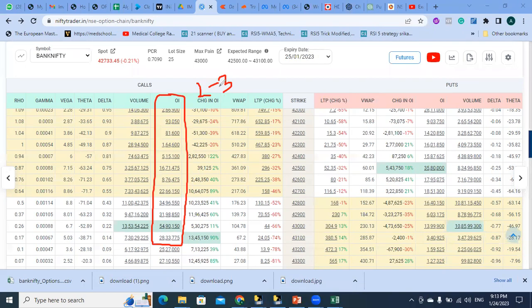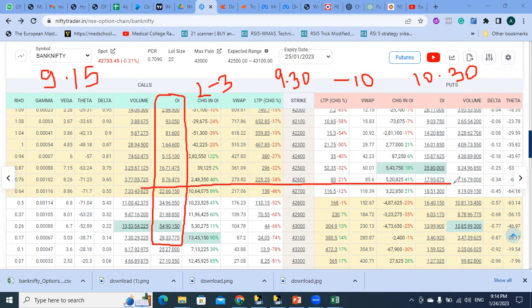What we will do is study it at half an hour intervals. Suppose the market starts at 9:15, then we will see it next at 9:30, and from 9:30 onwards, if we keep watching what is happening with this OI every half an hour, then we can get a fair idea about the market sentiment. So for example, the market starts tomorrow and this is the at the money strike price right now.